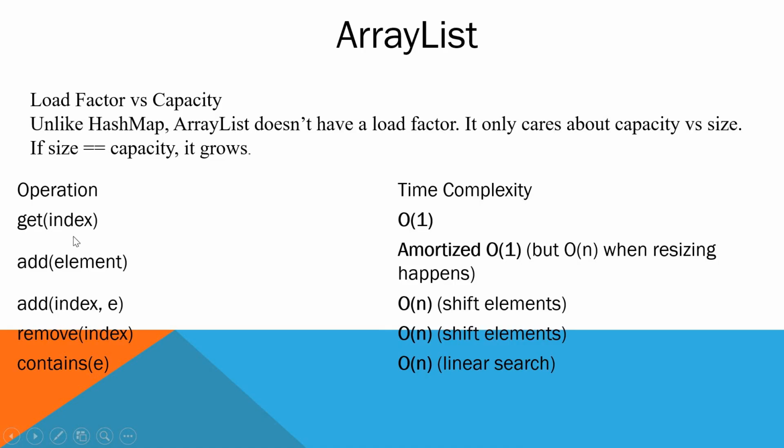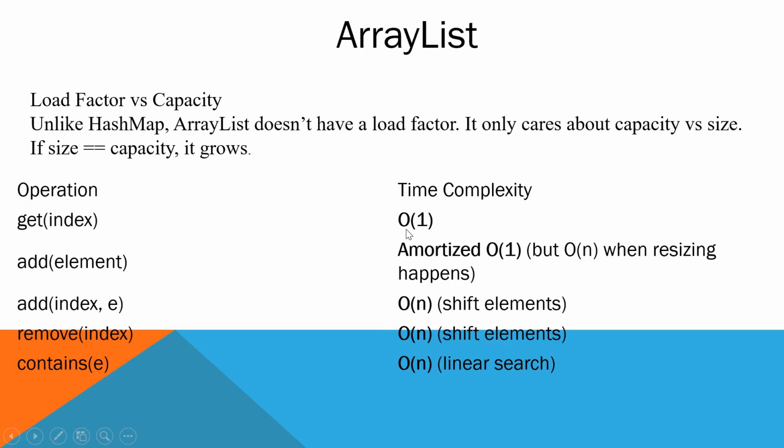Get means retrieve. It will ask for the index number, which index you want to retrieve. Add element will add the element you give. We can add at a specific index as well. Remove element, we can remove with a specific index as well. And contains will check whether the element is present or not. So contains is for search, add is for adding an element, remove is for removing an element, and get is for retrieving an element. So here we are going to understand the time complexity.